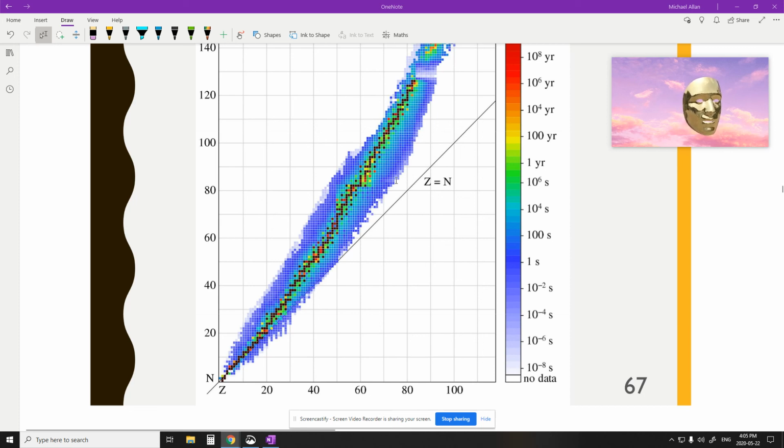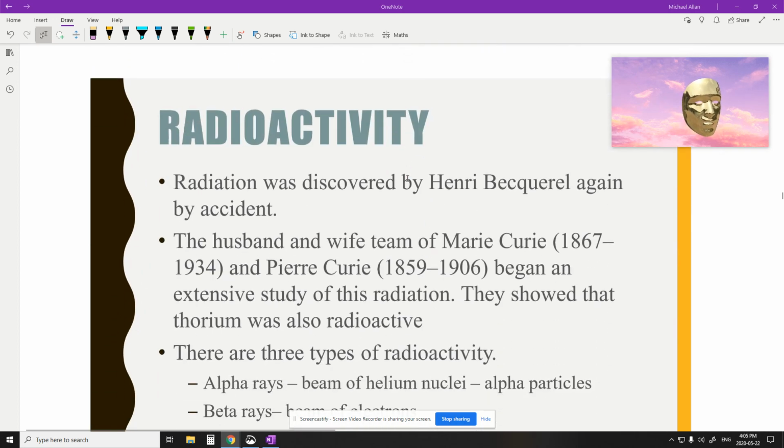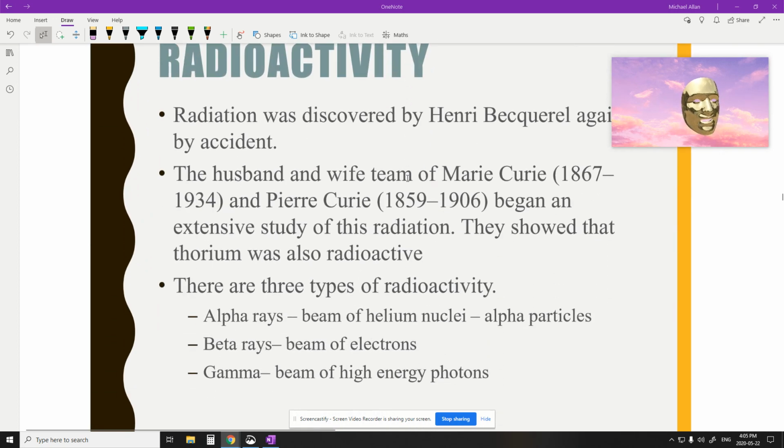So this unstable stuff will undergo what we call radioactivity, radiation, to become more stable. It's going to restructure itself by spitting out particles. And we're going to talk about that in the next lesson.